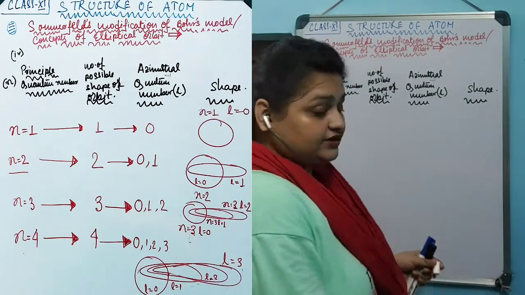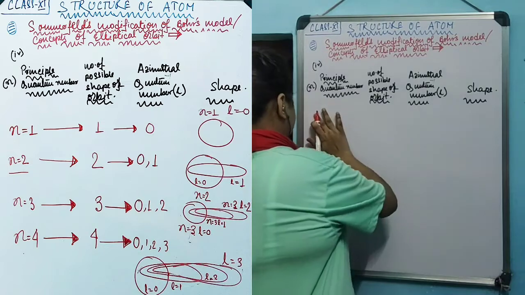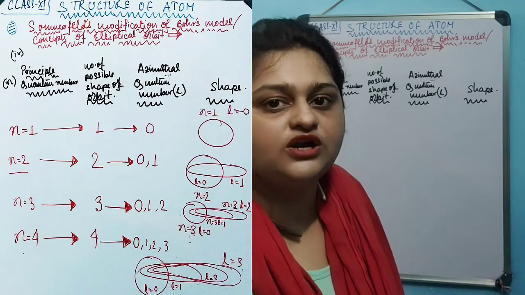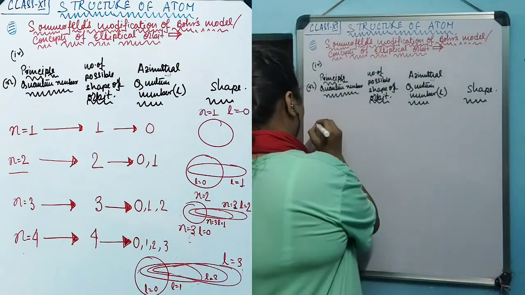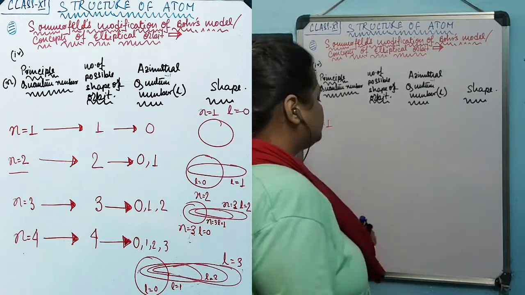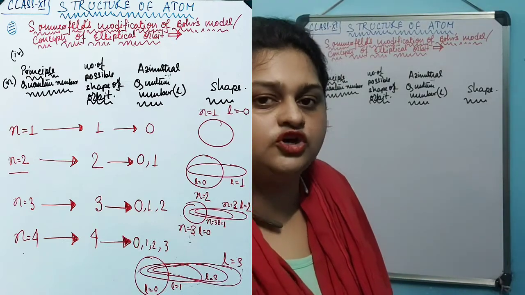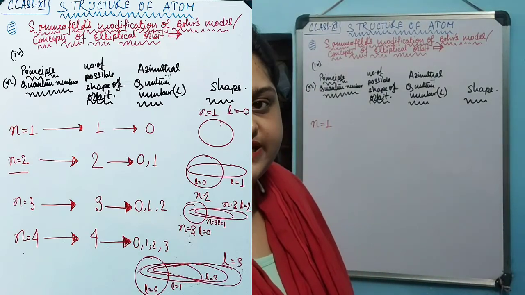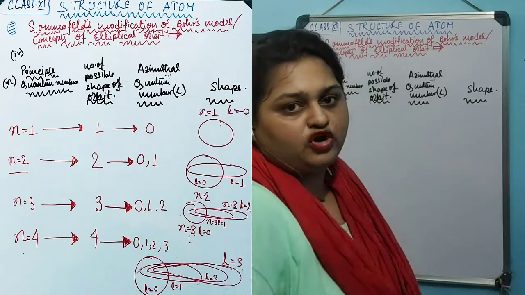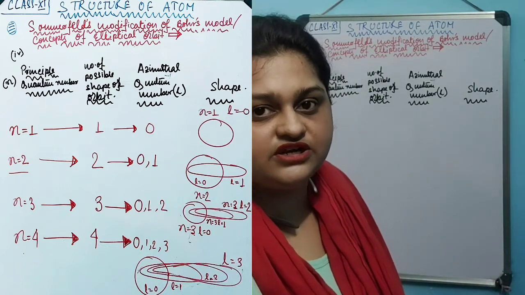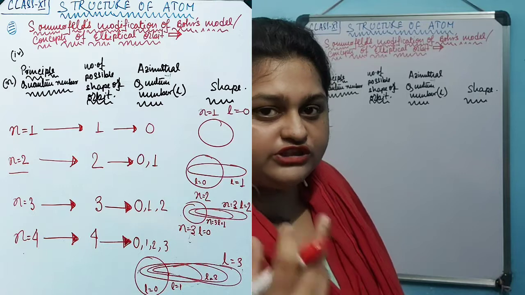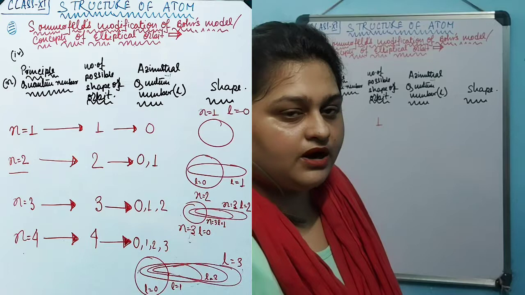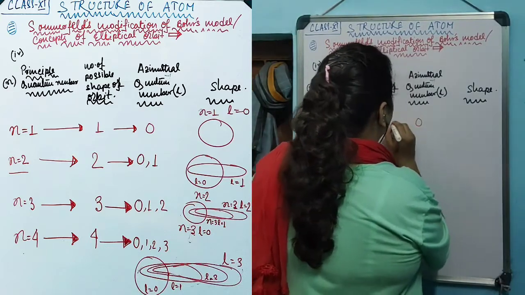Let's see what he actually said. Suppose the first permitted path has principal quantum number n equal to 1. When n equals 1, it was permitted for the electron to revolve around the nucleus in this pathway. Sommerfeld suggested that the possible shape for this orbit will also be 1, and the azimuthal quantum number to designate this one will be 0.